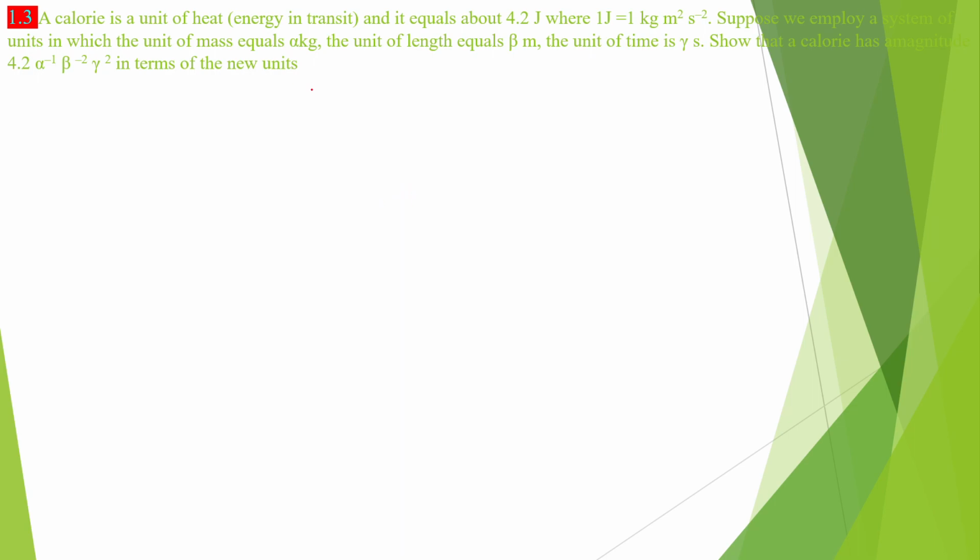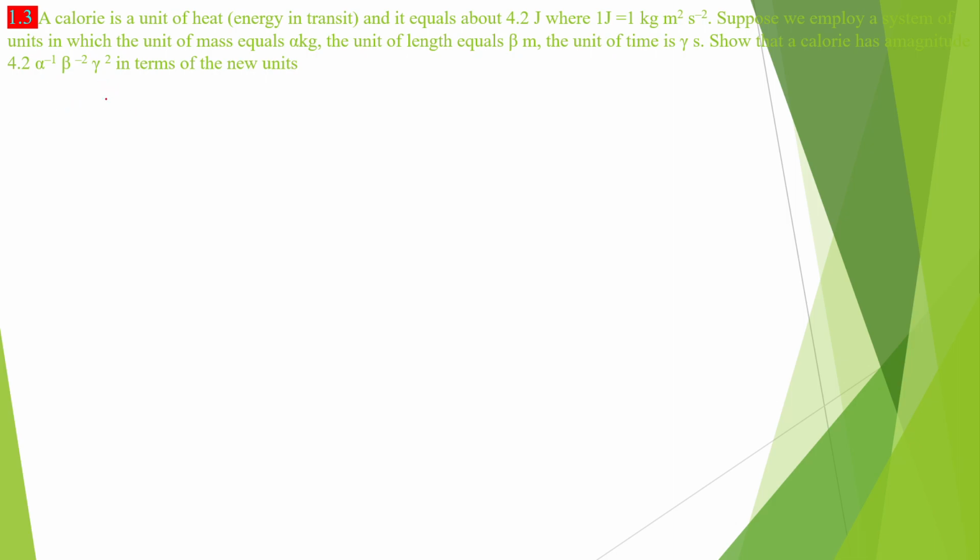Question number 3. A calorie is a unit of heat energy in transit, and it equals 4.2 joule. Joule is a unit of energy, where 1 joule is equal to 1 kilogram meter square second raised to minus 2. Suppose we employ a system of units in which the unit of mass equals alpha kg, the unit of length equals beta meter, and the unit of time is gamma second. Show that a calorie has a magnitude of 4.2 alpha raised to minus 1 beta raised to minus 2 gamma square in terms of the new unit.